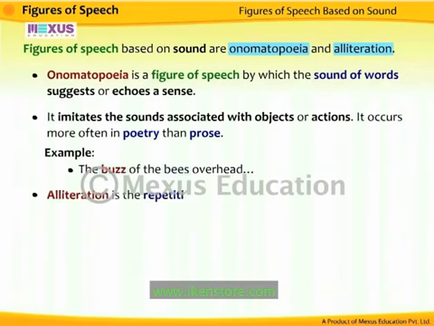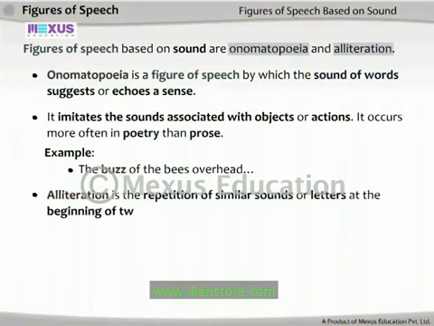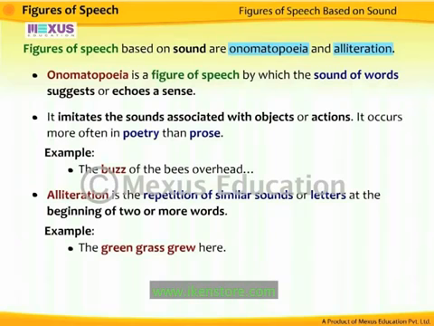Alliteration is the repetition of similar sounds or letters at the beginning of two or more words. For example, the green grass grew here. Green grass grew is an alliteration as similar sounds are repeated at the beginning of these words.